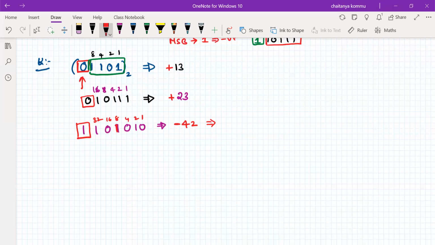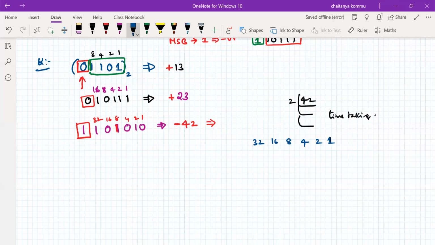110, 1010. Do one thing. First of all, you should know the size for the 42 magnitude. What is the minimum number of bits required that we have to know? So for 42, if you do it by repeated division like this, it will take a lot of time, right? So instead, what I can use is weight positions: 1, 2, 4, 8, 16, 32. So up to 32 is possible.